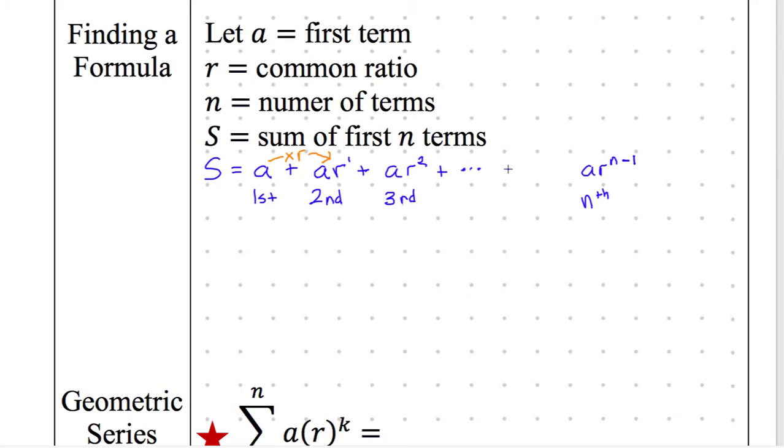What about the second to last term? The second to last term, right here, should have been AR to the n minus 2. Yeah, and that's the n minus first term.